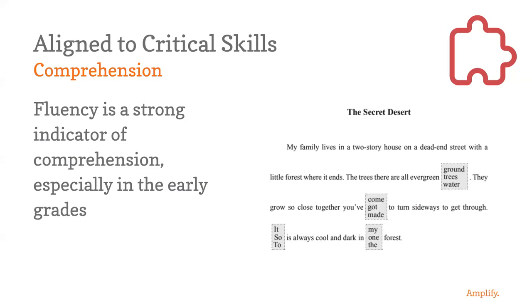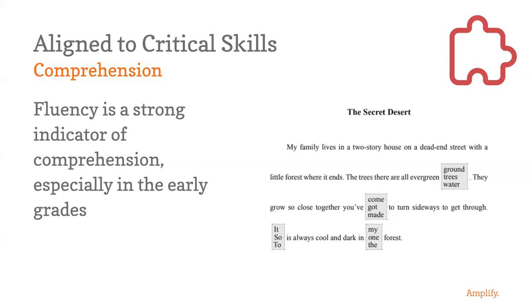So comprehension is another skill that's not so easy to assess. One thing it's really important to note, as I mentioned, is that especially in the early grades, fluency is a really strong indicator of students' overall comprehension. What we know is students who need to sound out words and who aren't fluent don't have those cognitive resources to focus on making meaning of what they're reading. So that's why we see fluency over and over again be a really good general indicator of students' comprehension skills.